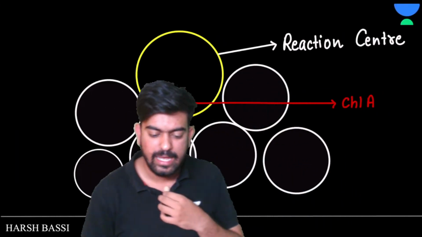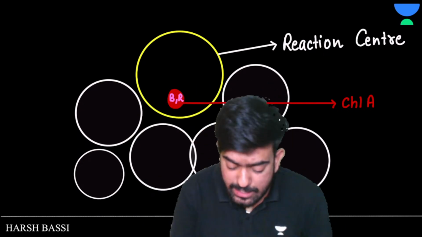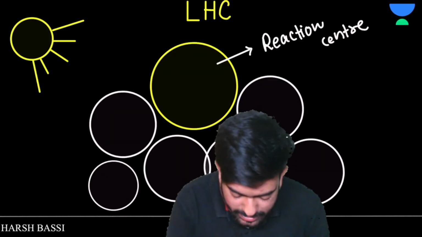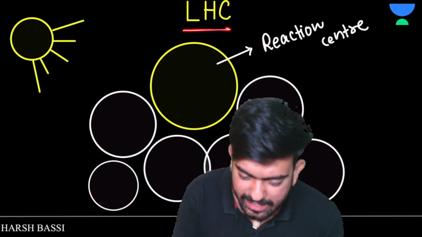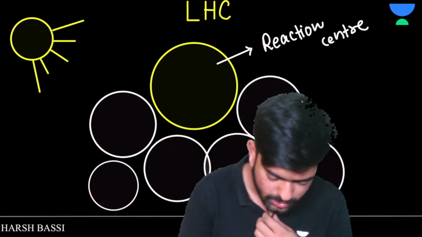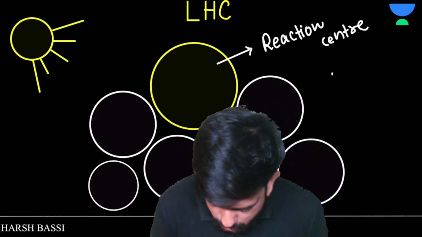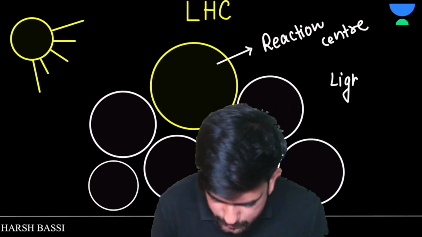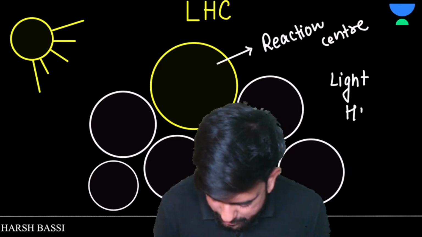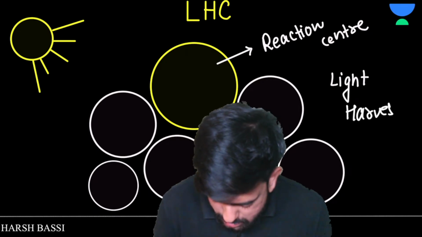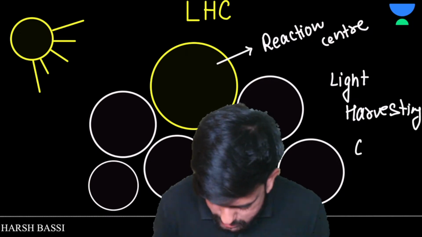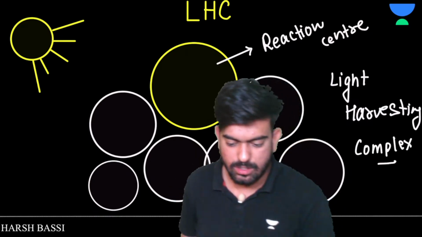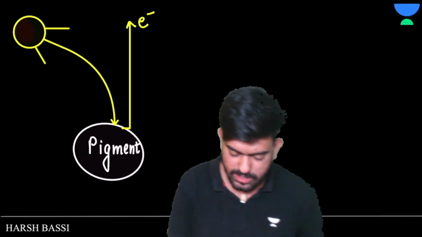Now, these were known as what? These were known as light harvesting complex. Should I write the full form? Okay, let me write it. These are known as light harvesting complex. Great, sir. This much is clear.